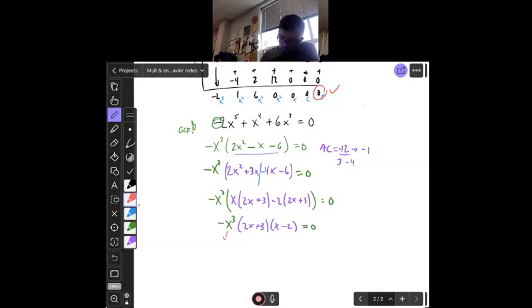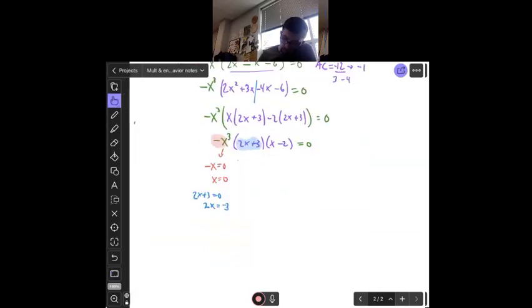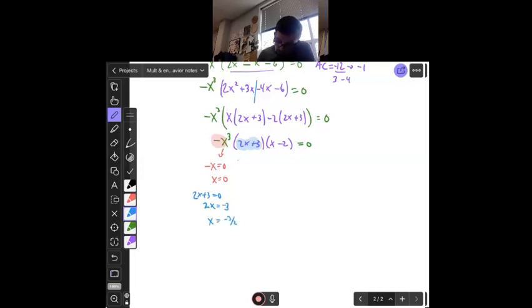We've finally done factoring. So we say that negative x cubed equals 0. Well, still just x equals 0. I'm just looking at the part without the exponent. Here, 2x plus 3 equals 0. So subtract 3 over, so 2x equals negative 3. And then divide by 2, x equals negative 3 halves. And x minus 2 equals 0. Of course, x equals 2.